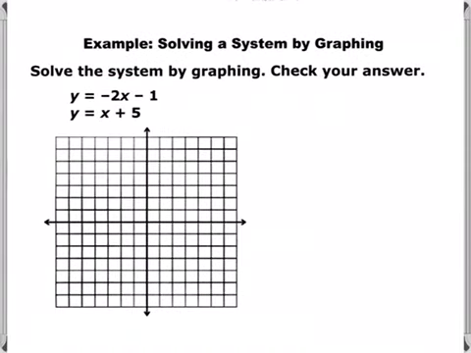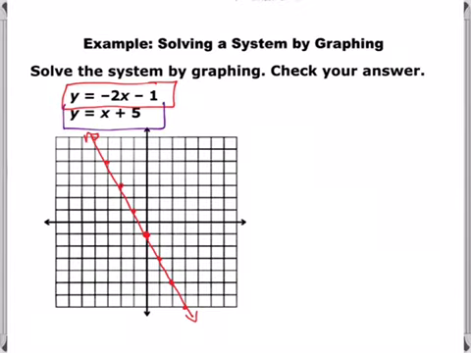Example 3, same thing. Both equations are in slope-intercept form, so we can graph them right away. Our y-intercept for the first one is -1. We apply our slope, down 2, right 1, down 2, right 1, down 2, right 1. We connect our points in order to make our graph. And there's our graph.